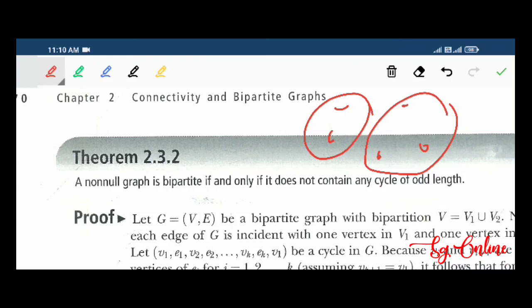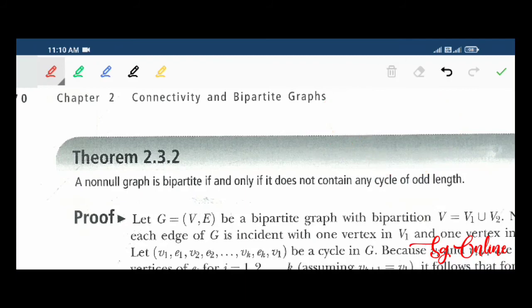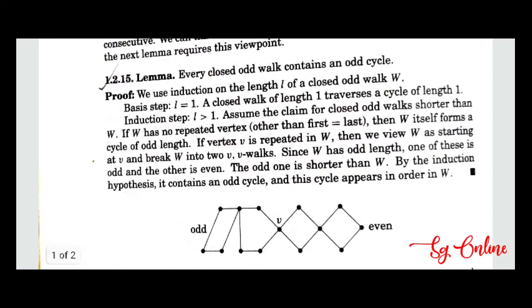However, what is most important is that every bipartite graph does not contain a cycle of odd length, and conversely, if any graph does not contain any cycle of odd length, then the graph is bipartite. And this is the characterization of bipartite graphs. Now to prove the result, first we prove a general result of graphs.